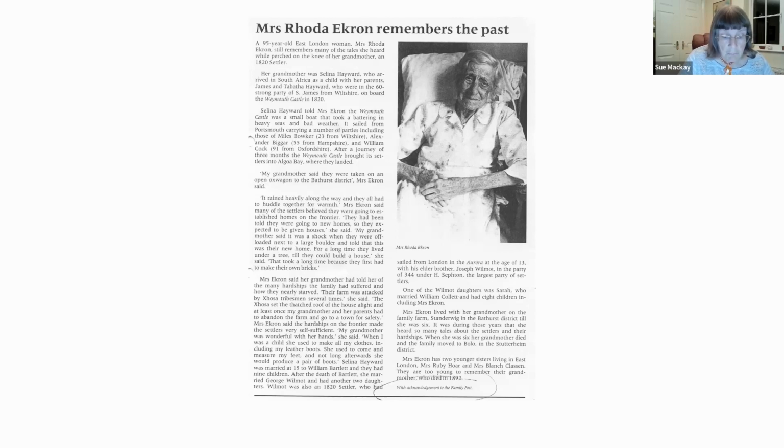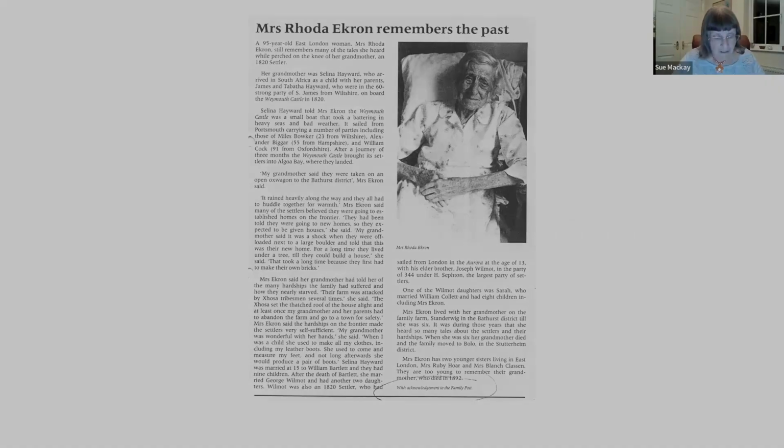She wrote, "My grandmother said they were taken on an open ox wagon to the Bathurst district. It rained heavily along the way, and they all had to huddle together for warmth. They'd been told they were going to new homes, so they expected to be given houses. My grandmother said it was a shock when they were offloaded next to a large boulder and told that this was their new home. For a long time they lived under a tree until they could build a house. That took a long time because they first had to make their own bricks." And in fact, later in the article, she says that she also learned how to make shoes. They were a hardy lot, the early settlers.